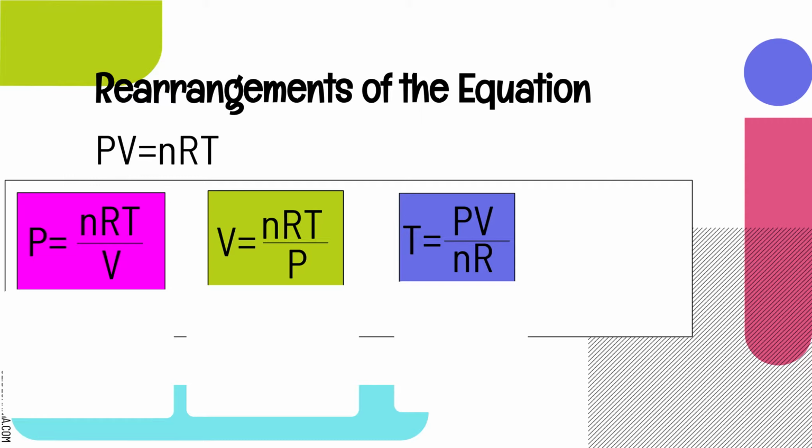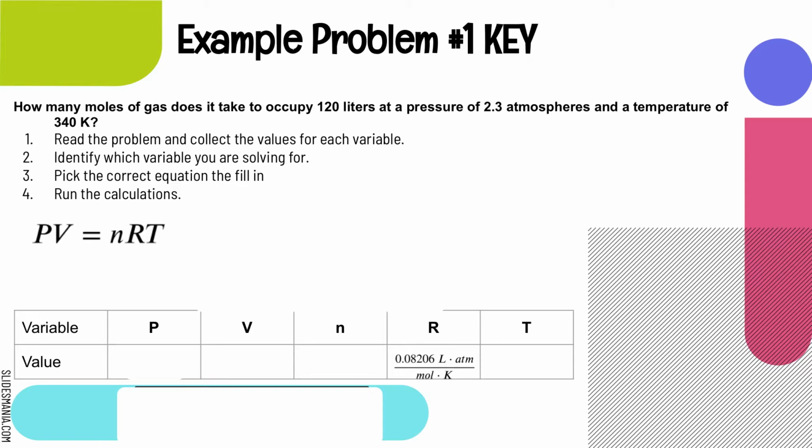So in this example, it says, how many moles of a gas does it take to occupy 120 liters at a pressure of 2.3 atmospheres and a temperature of 340 K? So what is step 1? We need to fill in our table.